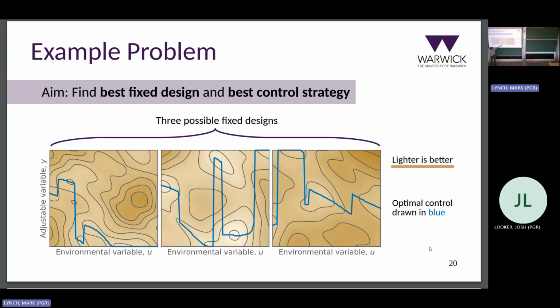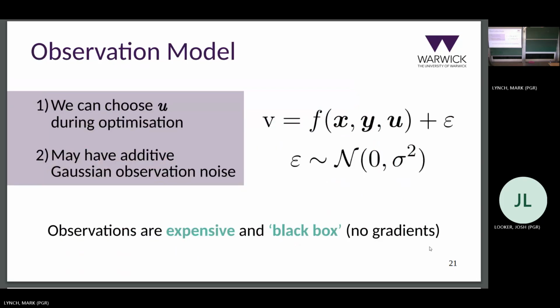In this example, this one's the best, I think, because it's generally going through all the lightest areas. You can see visually. And what can we do? This is just a reminder, we can run simulations at a specific environment. So we can pick an x, we can pick an environmental variable u, and we can pick this adjustable parameter y. So we can pick the wind turbine shape, the wind conditions, and what pitch we put it at. And then we run the simulation.